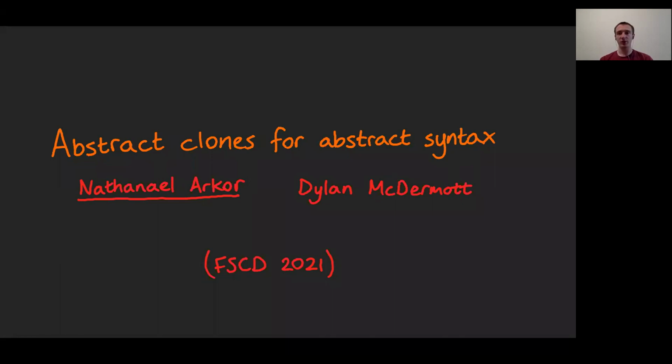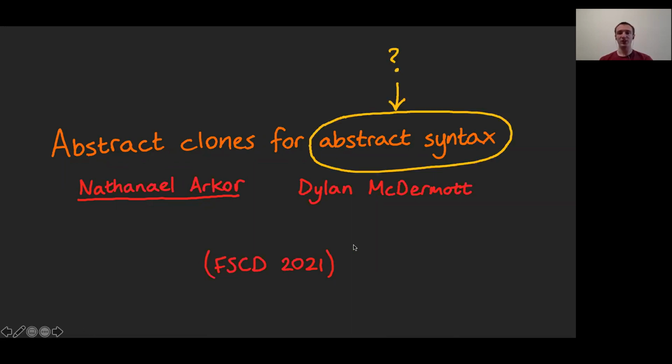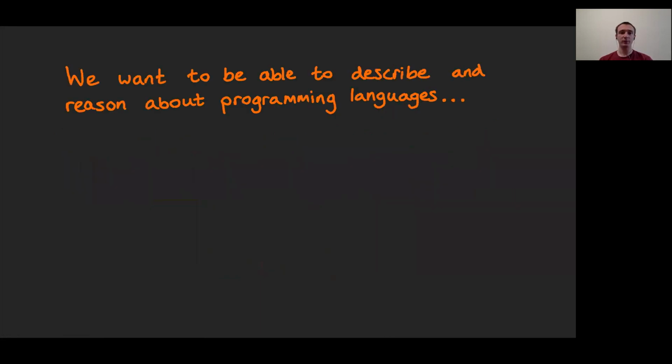So today I'm going to be talking about some joint work with Dylan McDermott on an approach to simple type theory using abstract clones. And I'm going to explain what the words in my title mean very soon, so don't worry if you're not familiar with them. So first of all, what does abstract syntax mean?